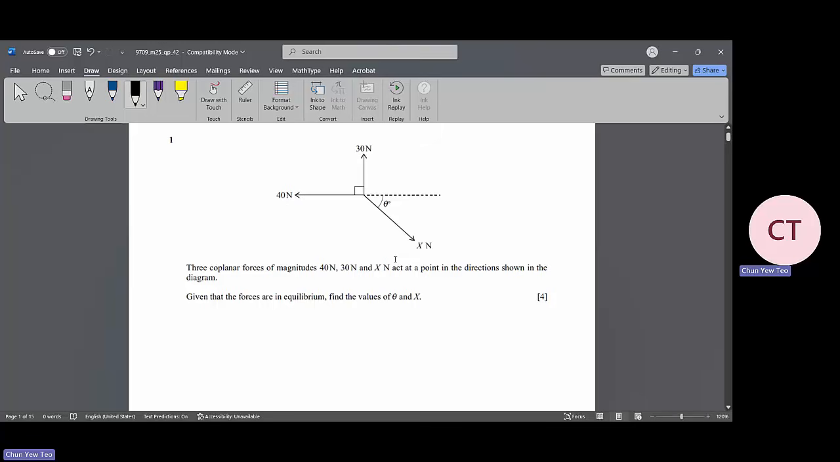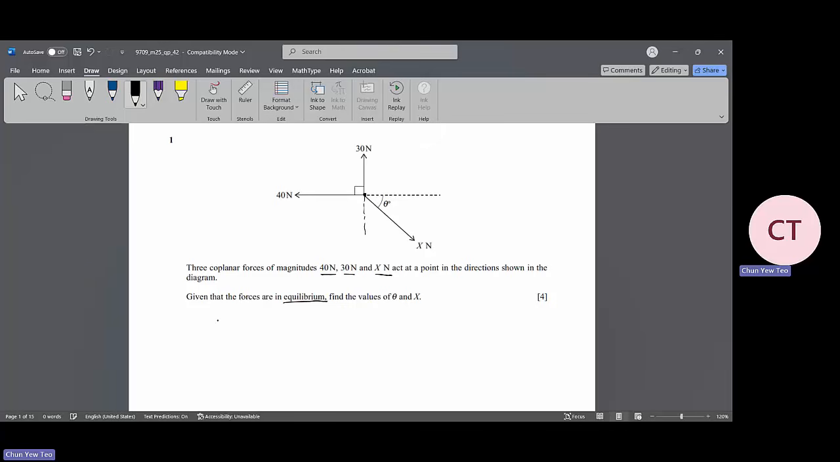Question number 1. We have a diagram over here. Three coplanar forces of magnitude 40 Newton, 30 Newton, and X Newton act at a point in the directions shown in the diagram. Given that the forces are in equilibrium, find the values of theta and x.